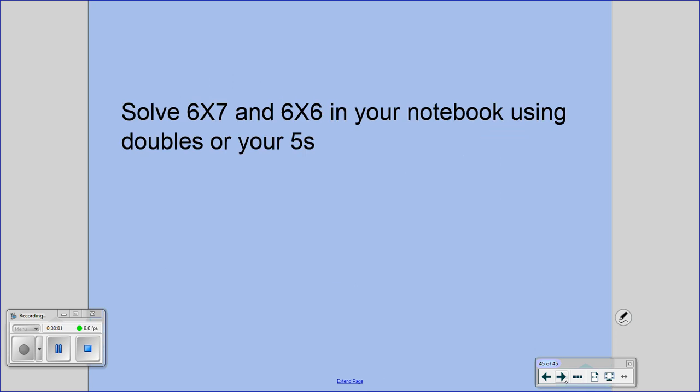Alright, in your notebook, I want you to do 6 times 7 and 6 by 6 using either your doubles or your fives. Those are the only 2 strategies you can use. So, no skip counting. You can use doubles, which would be your 3s, or you can use your 5s. Those are the only 2 strategies I'm making you use.